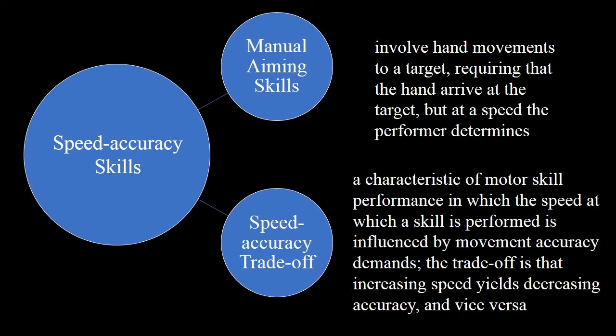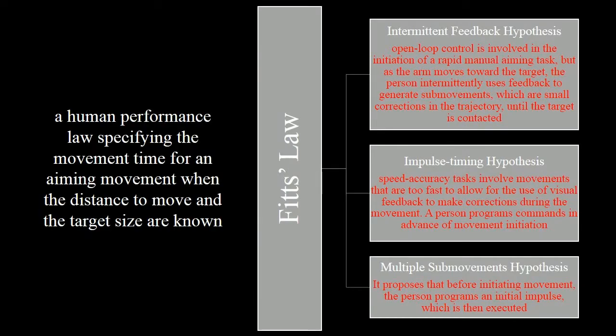Evidence for a speed accuracy trade-off in motor skill performance had become so common that a mathematical law was developed to predict movement speed, given specific accuracy characteristics. This law is called Fitts' law. Fitts' law is defined as a human performance law specifying the movement time for an aiming movement when the distance to move and the target size are known.